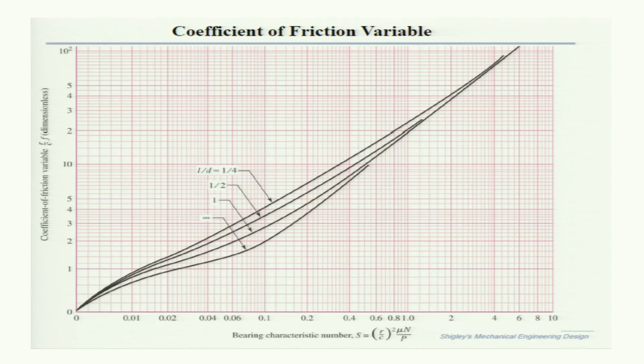From this curve, the coefficient of friction variable RC by F can be determined. If you have a Sommerfeld number and L by D ratio, you will get this RC by F, and let it have any value, say A. Then knowing R and C, you will get the coefficient of friction. That will be C divided by R multiplied by A, and this coefficient of friction will give you the amount of heat generated.